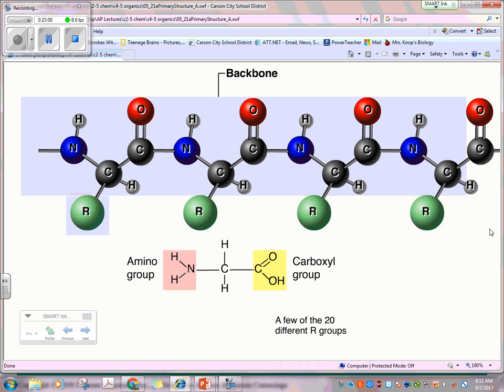It is the R group, which projects out from the backbone, that makes each of the 20 kinds of amino acids unique. Different amino acids have different properties that affect the folding of a protein. Thus, primary structure ultimately determines the shape of a protein, which determines its function.